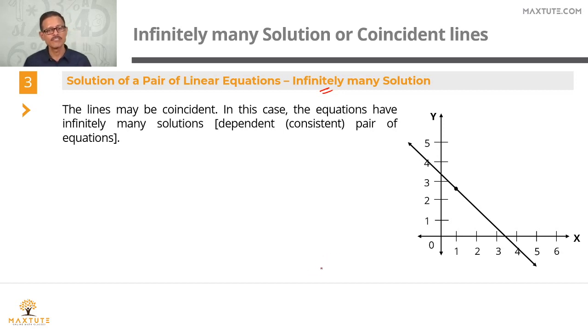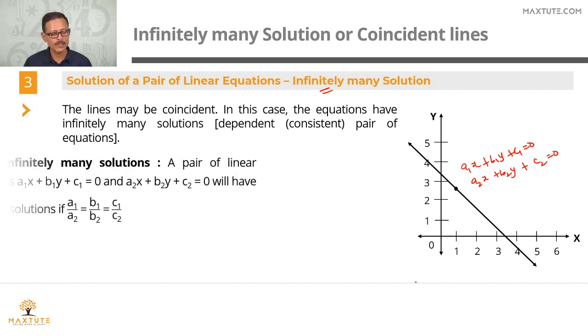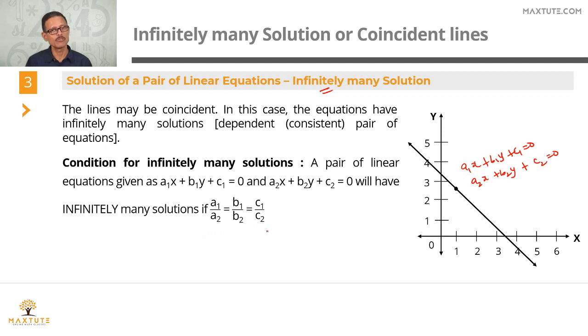Let's quickly look at when is that going to happen. a1x plus b1y plus c1 equals 0 is one line. The second line, which is lying on top of it, has the equation a2x plus b2y plus c2 equals 0. They will be coincident. They will have infinitely many solutions when this condition is satisfied: a1 by a2 equals b1 by b2 equals c1 by c2.